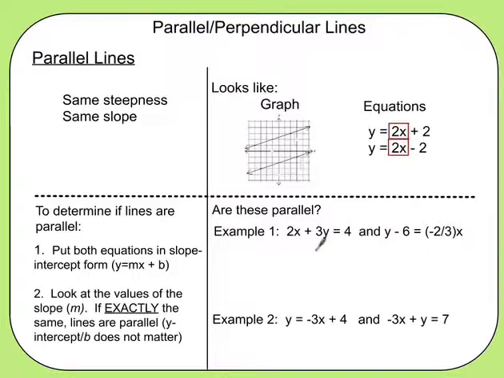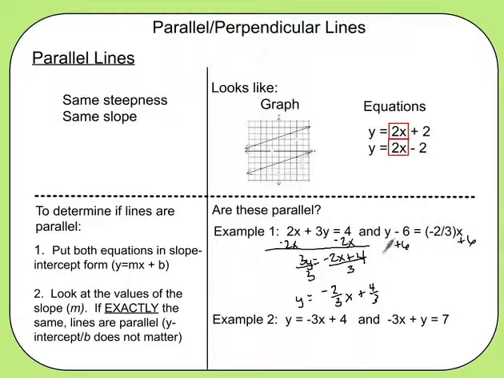So let's look and see if the lines in example 1 are parallel. First thing I have to do is to put them in slope-intercept form. So I'm going to subtract 2x from both sides first. I have 3y is negative 2x plus 4. Divide by 3. I have y equals negative 2/3 x plus 4/3. We need to do the same thing here. To get y by itself, I'll add 6 to both sides. So I have y equals negative 2/3 x plus 6.